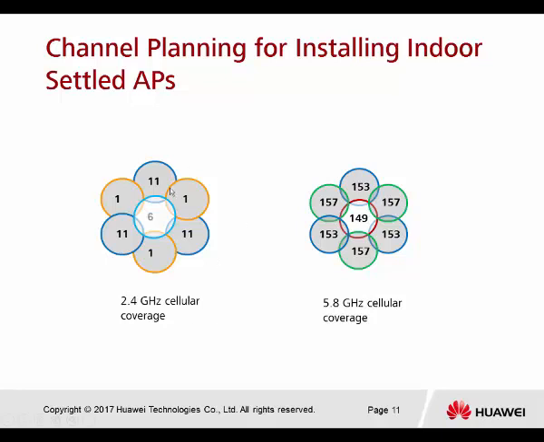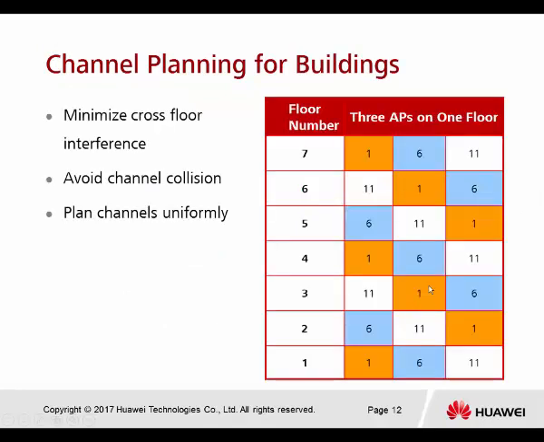For overlapping channels, it is recommended to use 1, 6, and 11. Then the next one is for the 5 GHz. And this one is for the building.